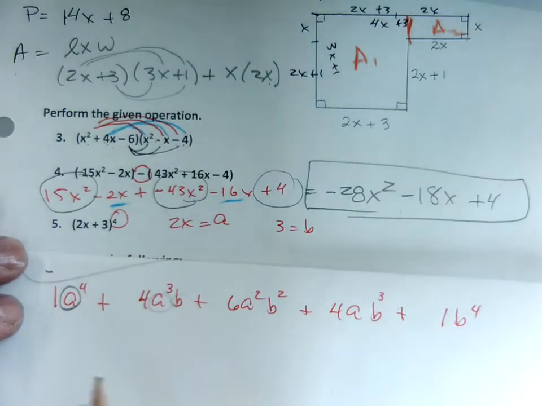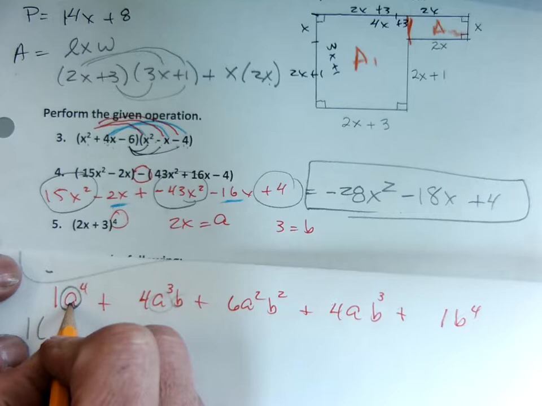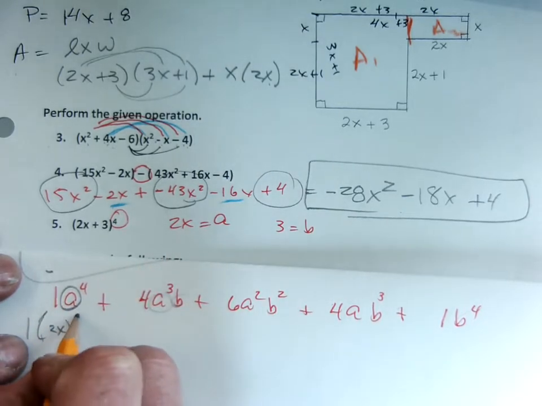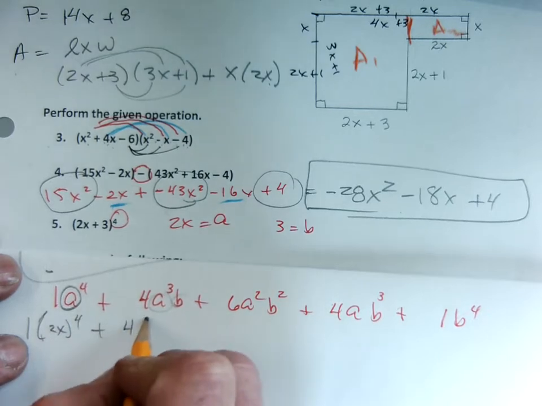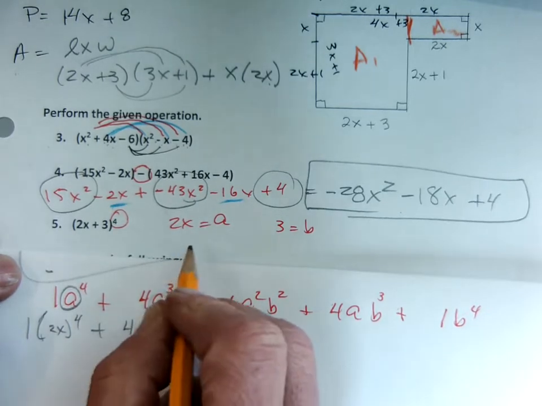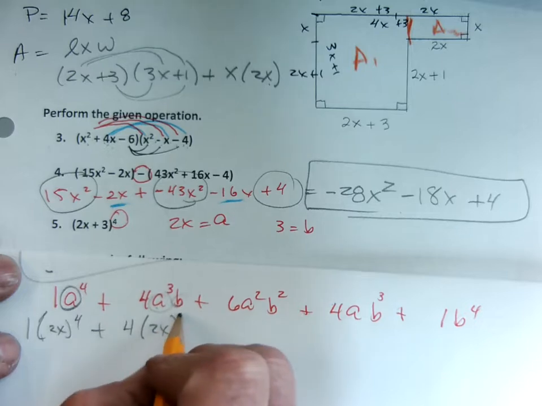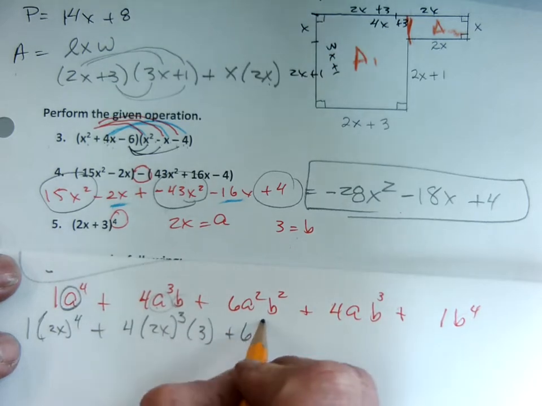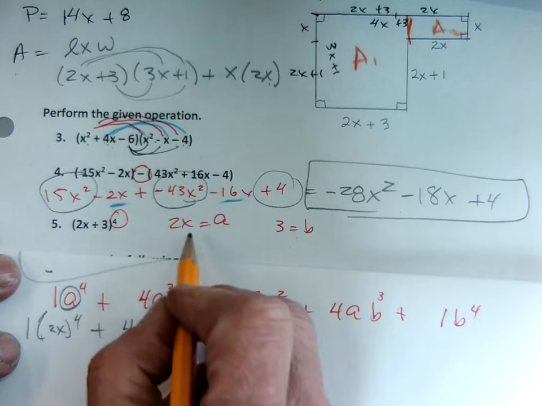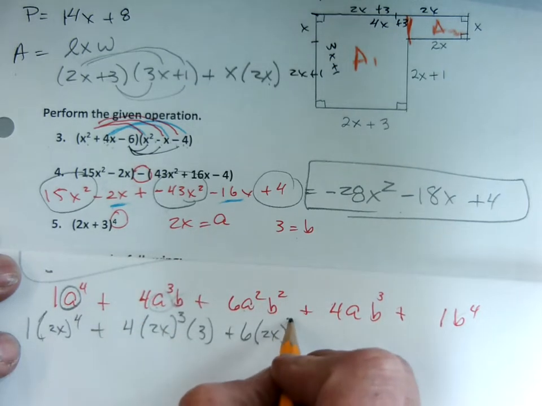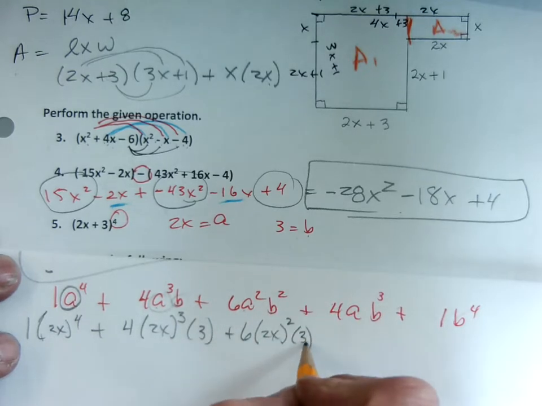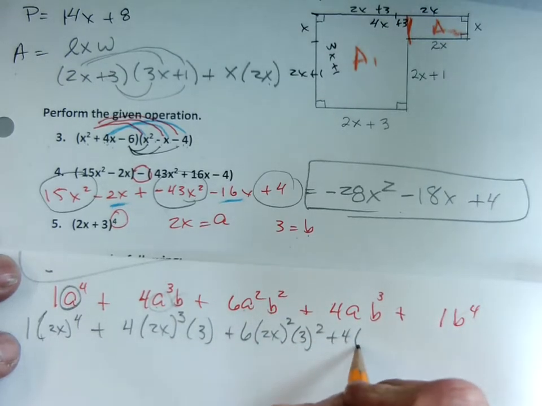So we'll rewrite this as a 1, not what A is, but what A equals, which is a 2x to the fourth, plus 4. Not A, but what A is equal to, which is a 2x quantity cubed, times B, not B, but what B is equal to, which is a 3, plus 6. Not A, but 2x squared, times B squared. B is 3, 3 squared, plus 4 times A.